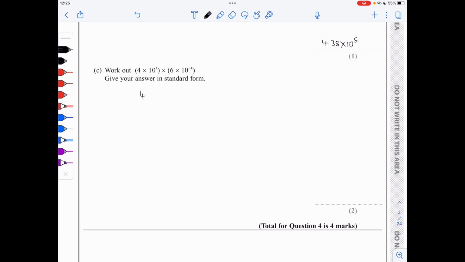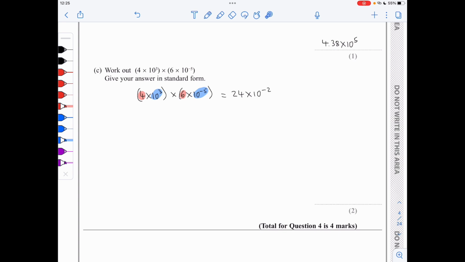So let's write what we need to calculate here. 4 times 10 to the 3 times 6 times 10 to the negative 5. I will be doing numbers with numbers and the powers of 10 with powers of 10. Well, 4 times 6 is 24, and 10 to the 3 times 10 to the negative 5. When I've got multiplication with a common base, I add the indices. 3 and negative 5 is negative 2. So this is 24 times 10 to the negative 2.